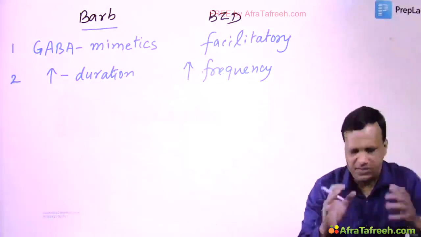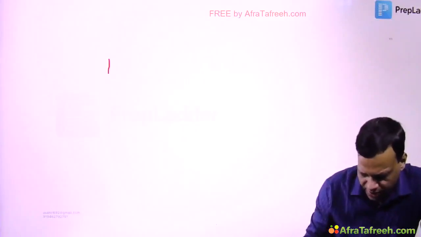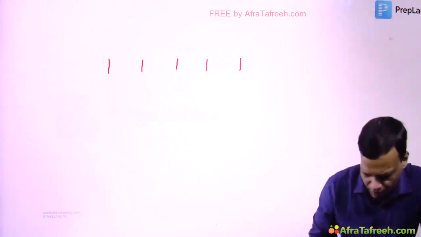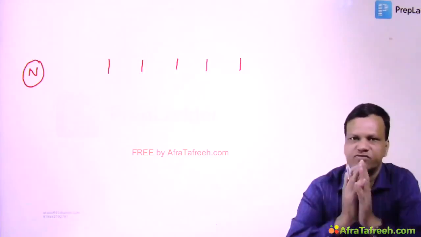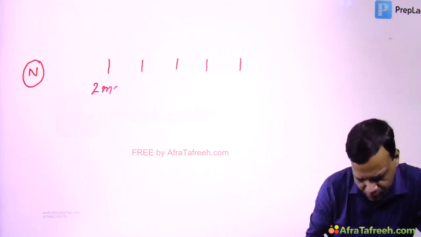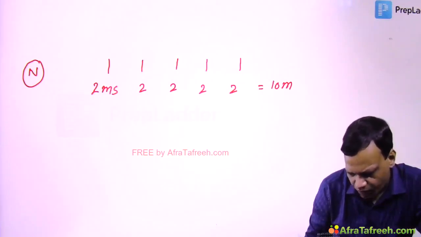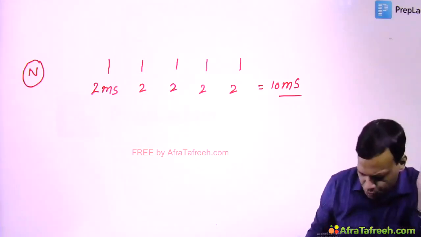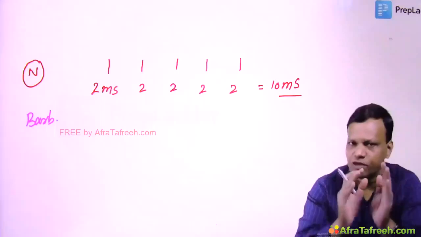What is the meaning of this? Hypothetically assuming, suppose in a normal brain, this chloride channel opens 5 times every minute, and every time it remains open for 2 milliseconds. So that means in 1 minute, this channel is open for 10 milliseconds in a normal person. When we give barbiturate to this person, barbiturates increase the duration of channel opening.